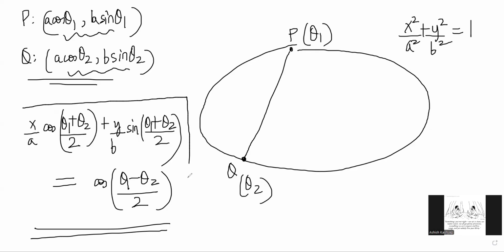This equation has to be remembered because you will not have time to do the trigonometric simplifications in the exam, right? So keep in mind that this equation has to be remembered. It's the equation of a chord in parametric form. We can show some extra results using this as well.